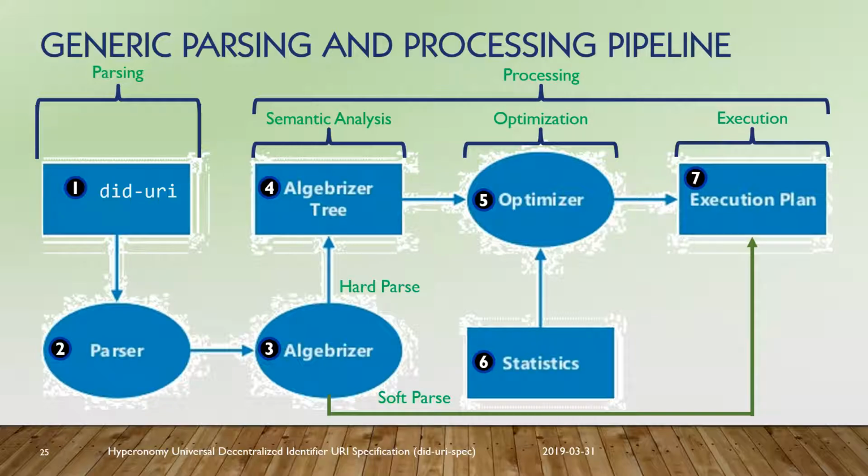It never does dereferencing. It never does anything special with service endpoints. So that's called a soft parse. And so we can take that, we can recognize that scenario and pass it directly to the execution engine.